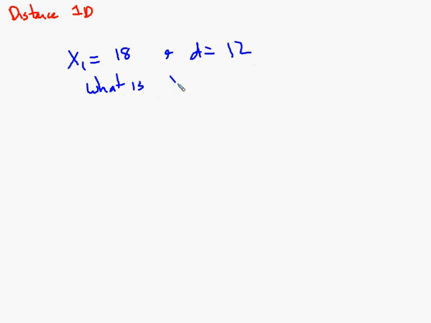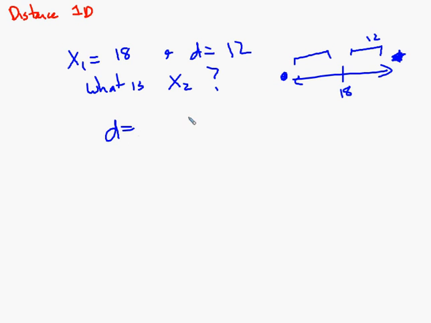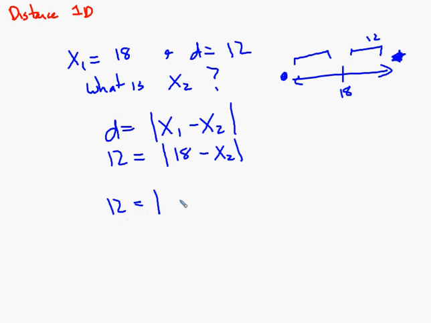What is x2? What's the other point? So I could have, if I think of my number line, if this is 18, I could have some point over here, that's x2, that has a distance of 12, and I could also have a point over here that is also a distance of 12. So distance is absolute value of x1 minus x2. My distance is 12. x1 is 18, x2, I don't know what it is. Now it really doesn't matter which you choose as x1 and x2. I could just as easily, and why don't we just emphasize that? Let's say I switch those around.